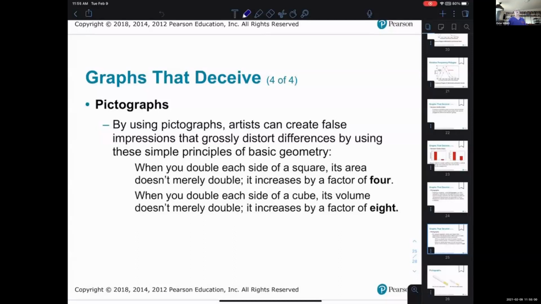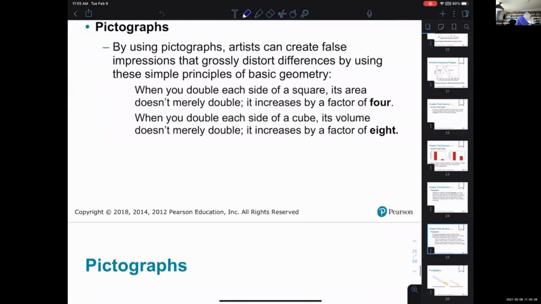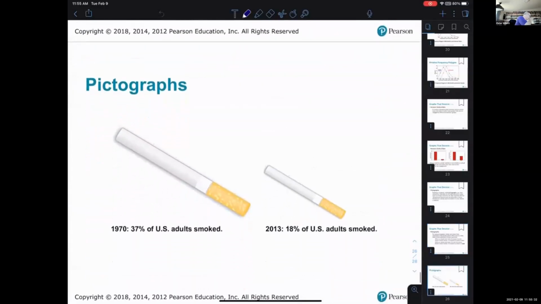By using pictographs, artists can create false impressions that grossly distort differences by using these simple principles of basic geometry. When you double each side of a square, its area doesn't merely double, it increases by a factor of 4. And when you double each side of a cube, its volume doesn't merely double, it increases by a factor of 8. These are principles from geometry, but I think the pictures go a long way to help show that. So here's an example of a pictogram being used to illustrate data.